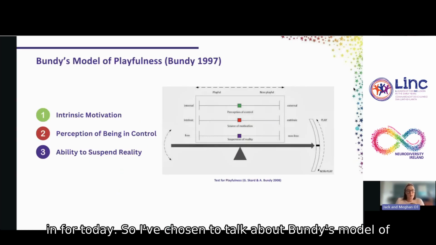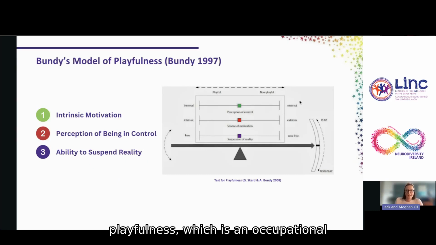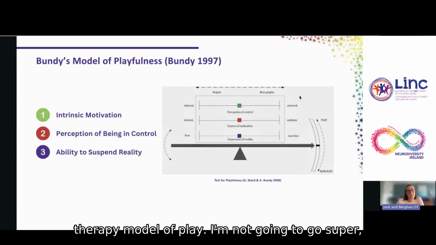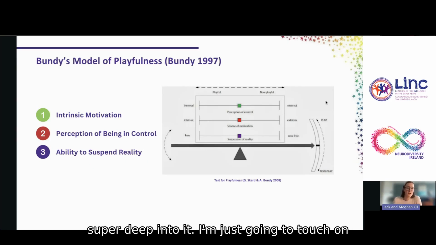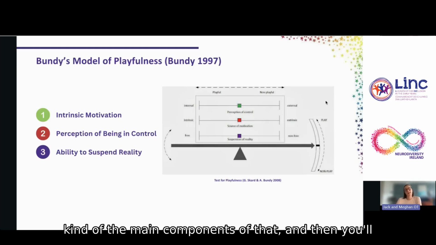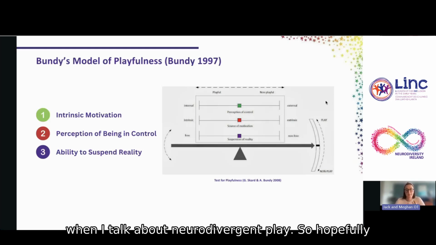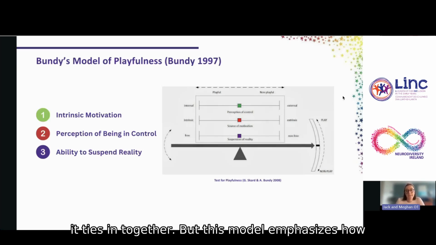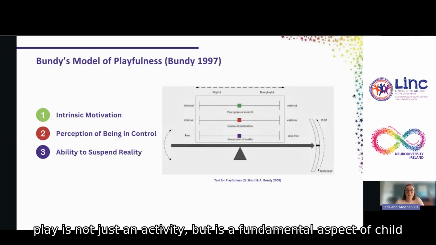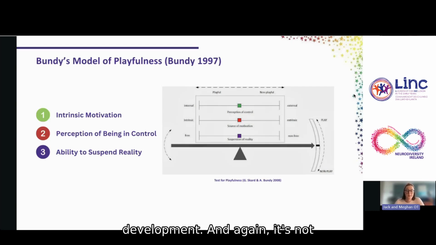So I've chosen to talk about Bundy's model of playfulness, which is an occupational therapy model of play. I'm not going to go super deep into it. I'm just going to touch on the main components of that. And then you'll hear me use the same language later on when I talk about neurodivergent play, so hopefully it ties together. This model emphasizes how play is not just an activity, but is a fundamental aspect of child development.